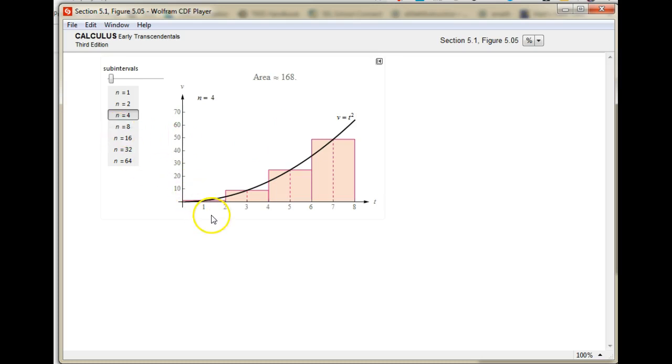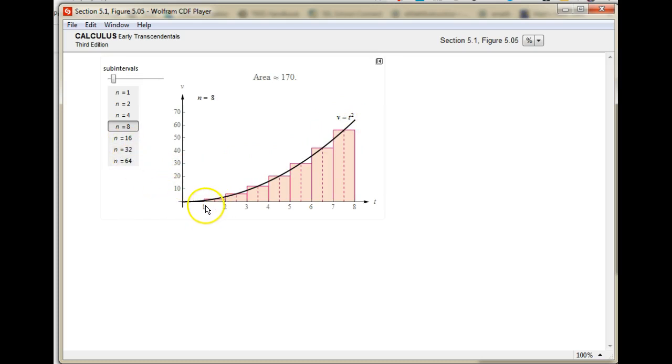And let's make the width smaller still. And now we have 8. And with 8 we go from 168 to 170. And you can see we're getting a better approximation of the area, but there's still plenty of error in this.